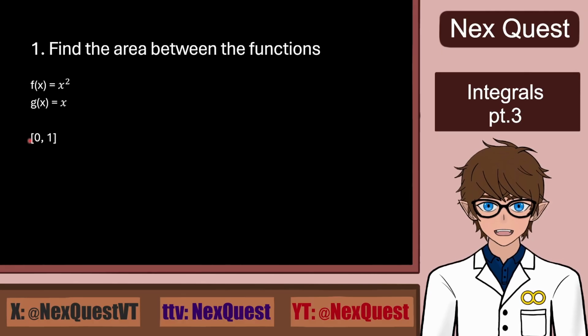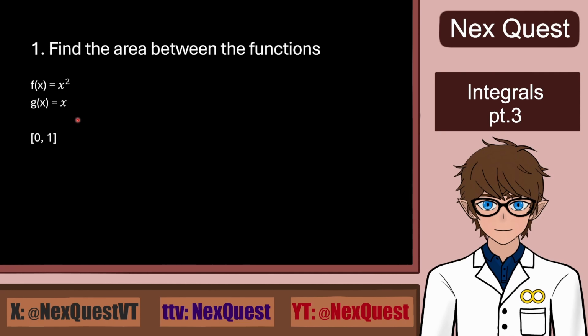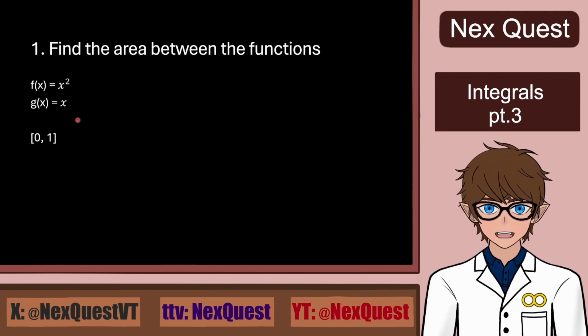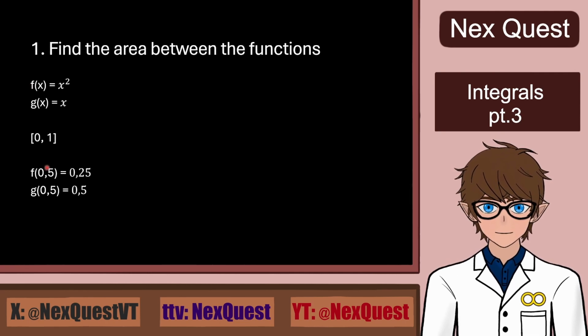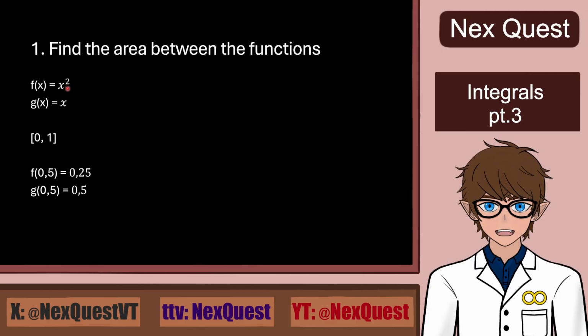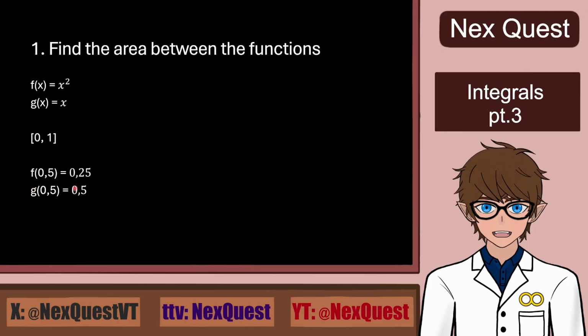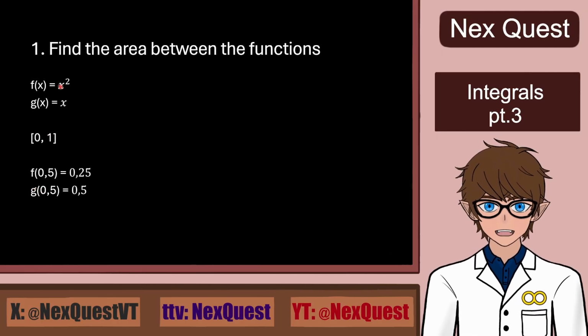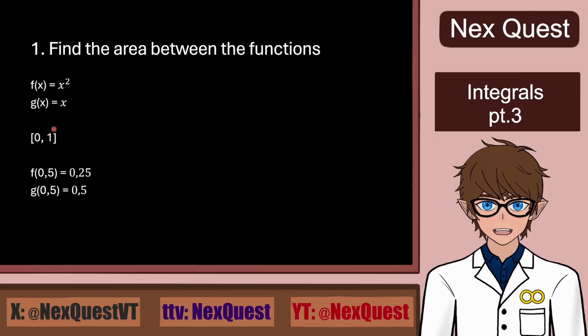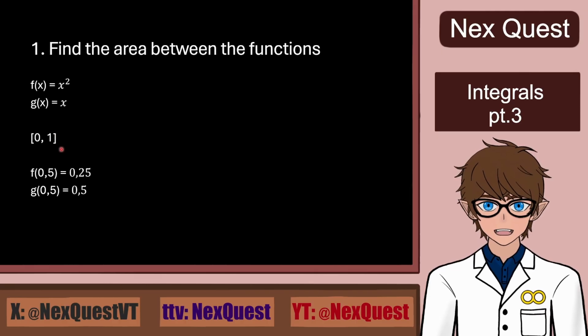Now we need to find a value between them to evaluate which one is higher and which one is lower. I'll take something like 0.5 and insert it into each. If I insert it into f of x, we get 0.25. If I insert it in g of x, the linear one, I get 0.5. We see that the linear one is above the quadratic one, or the square one, in this interval. So let's set the formula.